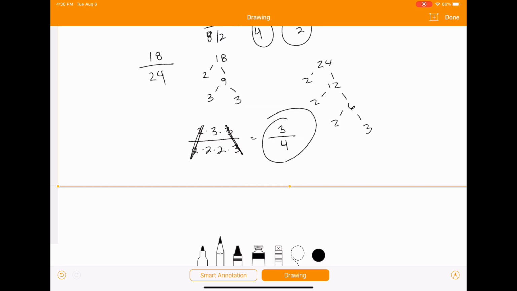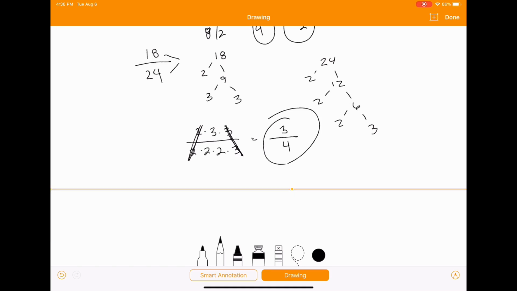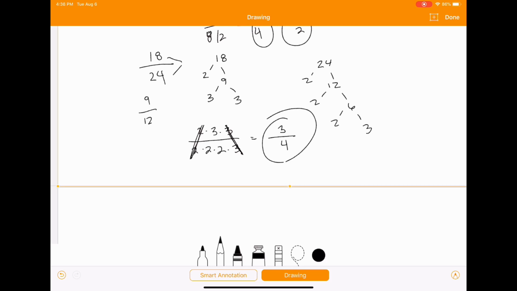Now another way you can do that is to just recognize that both of these can be divided by 2. So you divide top and bottom by 2, you're left with 9 over 12. And then you recognize, okay, both of those can be divided by 3. So you divide top and bottom by 3, and you end up with 3 over 4. Again, you get the same answer either way you do it.